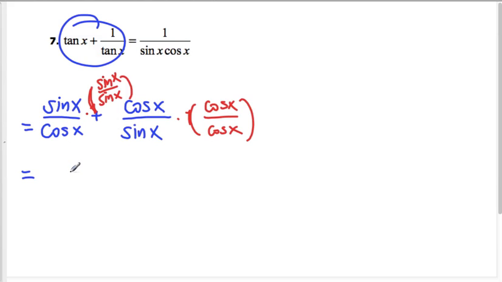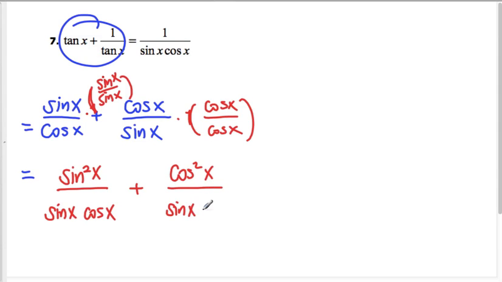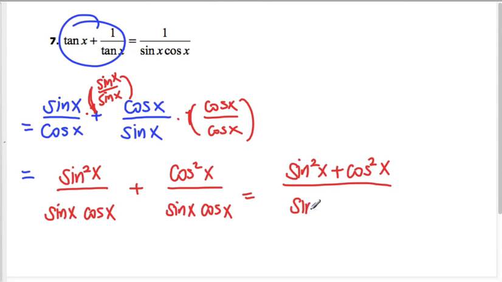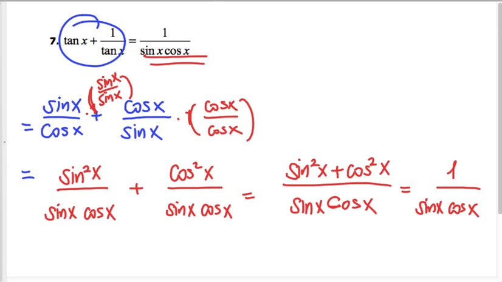So here on the left side, I have sine squared x over sine x cosine x plus cosine squared x over sine x cosine x, which is sine squared x plus cosine squared x. Do you already see where I'm going with this? And that's equal to 1 over sine x cosine x, which is what we wanted to show from the beginning.